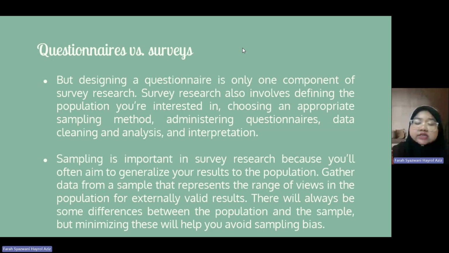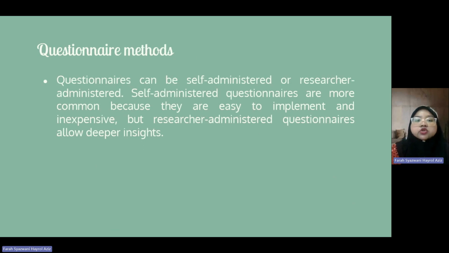So sampling is important in survey research because you'll often aim to generalize your results to the population. Gather data from a sample that represents the range of views in a population for externally valid results. There will always be some differences between the population and the sample, but minimizing this will help you to avoid sampling bias. So questionnaires can be self-administered or researcher-administered.